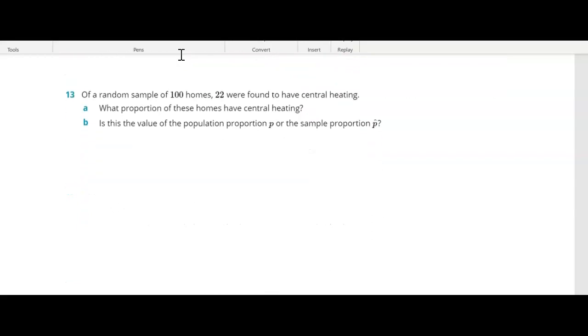All right, question 13. Of a random sample of 100 homes, 22 were found to have central heating. It's nice that they're giving us 100 because that's easy to work out a percentage. What proportion of these homes have central heating? We are looking at a random sample, so we're going to have P hat, the sample proportion, because we're not looking at all houses. We're only looking at 100 homes, so it's going to be 22 out of 100, which is 0.22.